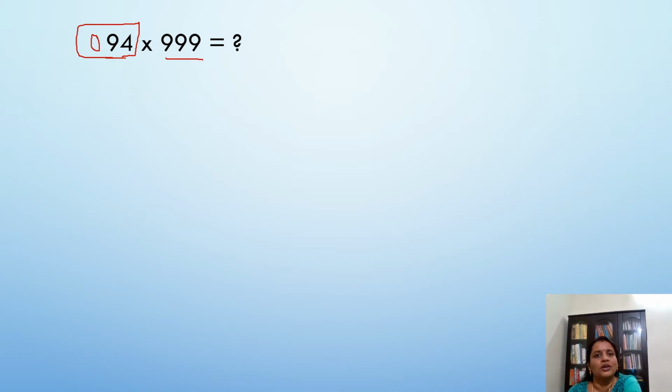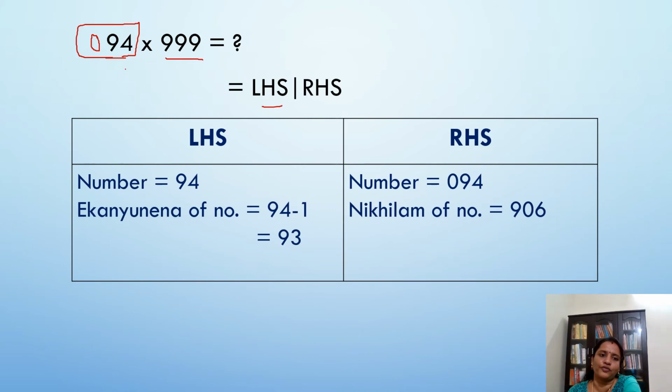First, I have to split the numbers into LHS and RHS. For my LHS, I have to take the Ekanunena of the number, and for my RHS, I have to take the Nikhilam of my number. Ekanunena means one less than the one before. The number here is 94, so I have to reduce it by 1. 94 minus 1 is 93. And for my RHS, what do I have to do? I have to take the Nikhilam of this number, that is, all from 9 and my last from 10.